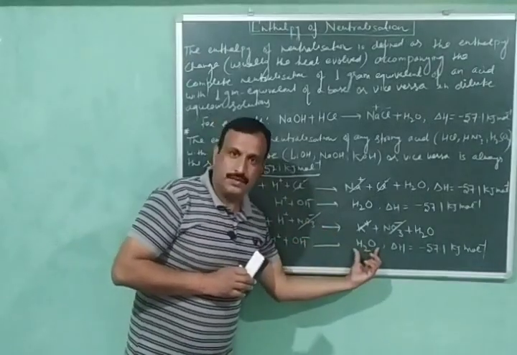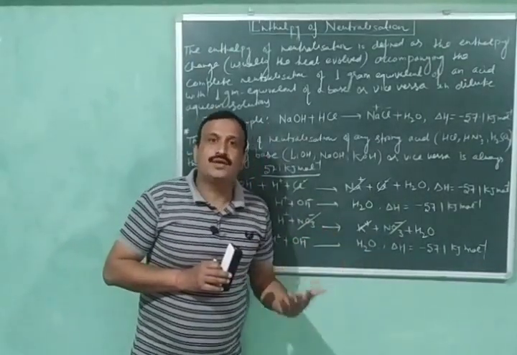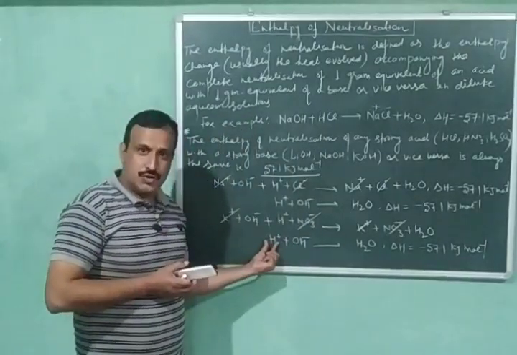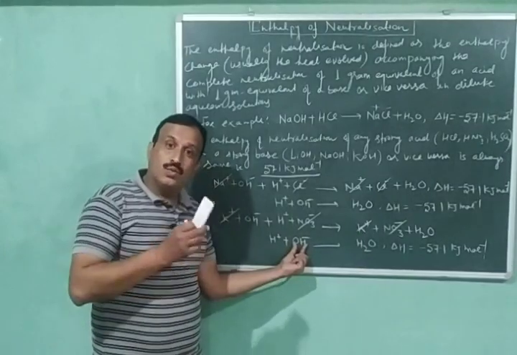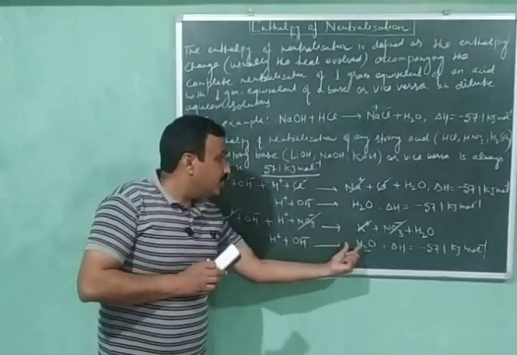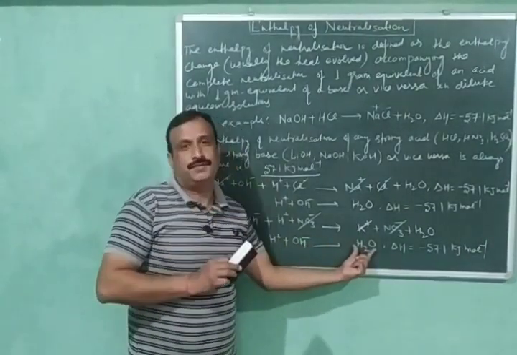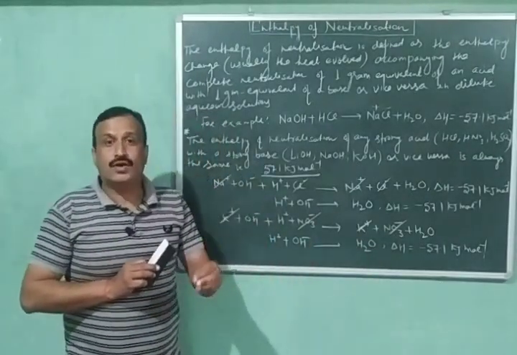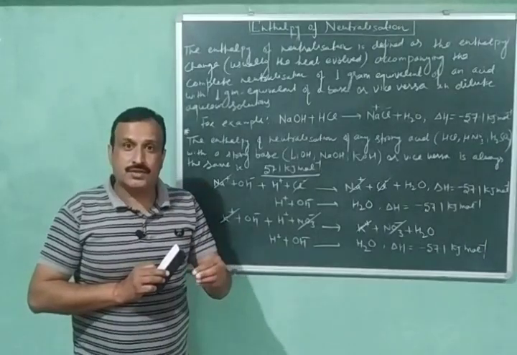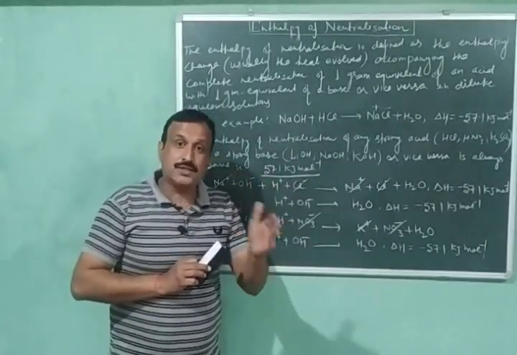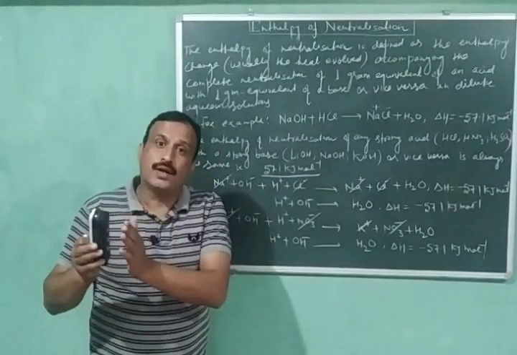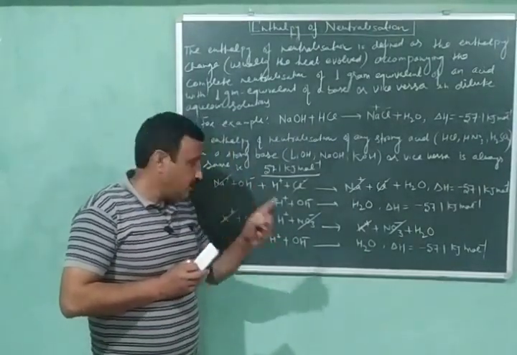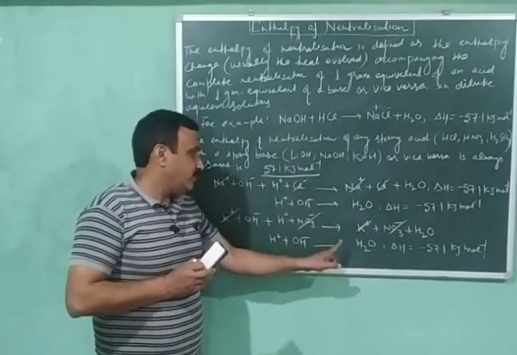So here also we are left with H positive ion and OH negative ion, and on the right hand side we have water. So the overall neutralization reaction in this case is again the same, that is 1 mole of H positive ion combining with 1 mole of OH negative ion, giving us 1 mole of water. So that's why the heat of neutralization is expressed in terms of kilojoule per mole, because 1 mole of H positive ion is reacting with 1 mole of OH negative ion, giving us 1 mole of water.